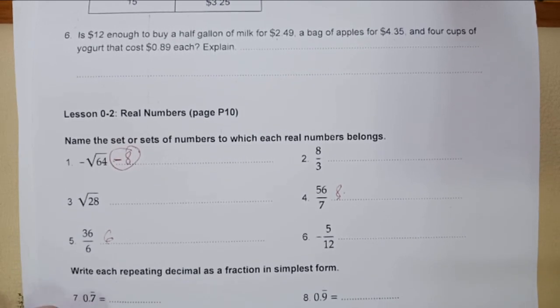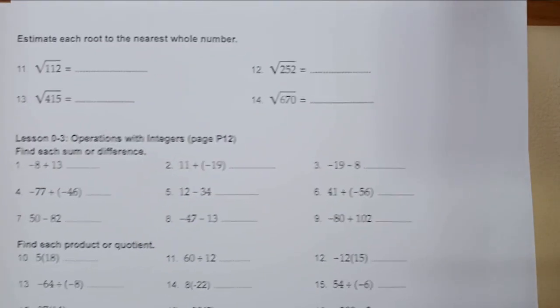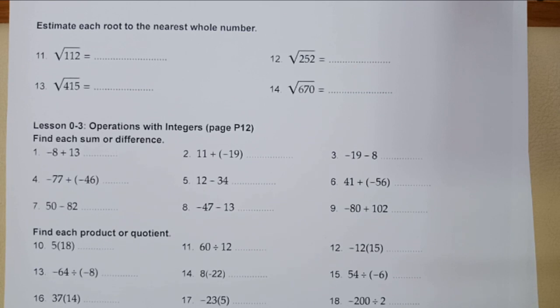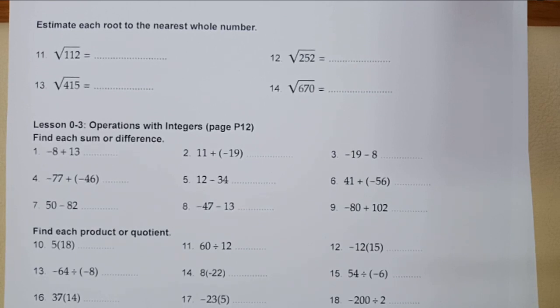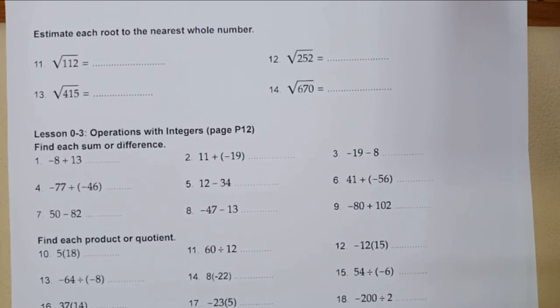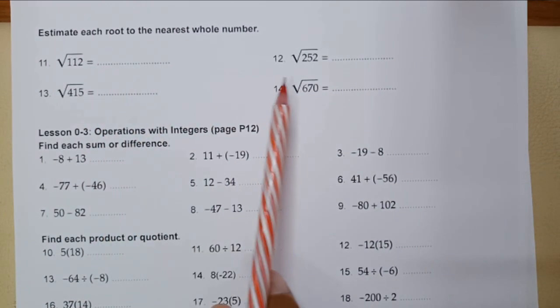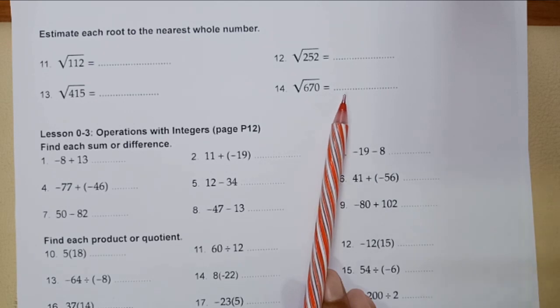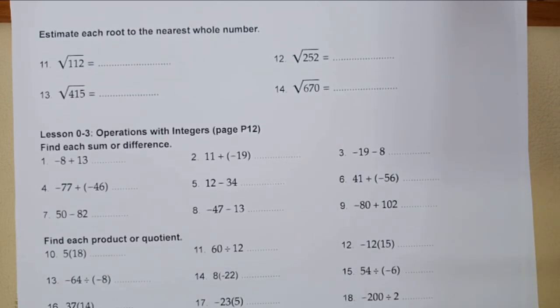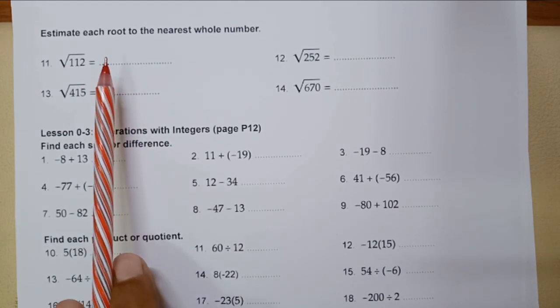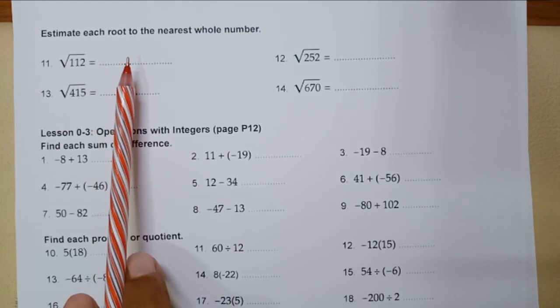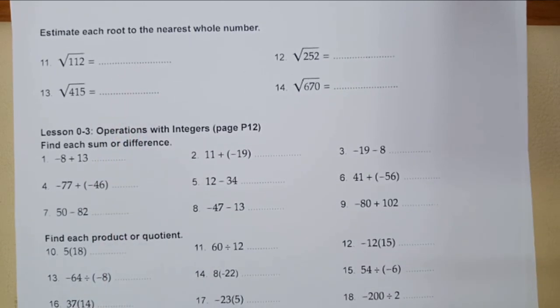Now let's go into the next section. Estimate square root to the next whole number. I will not do this part for you as well. I hope you really know how to do this part because we already discussed this one, and this kind of problem is very easy for you to do. You can use a calculator if you want to, or you can do it manually by hand. I already showed you on the board last time.